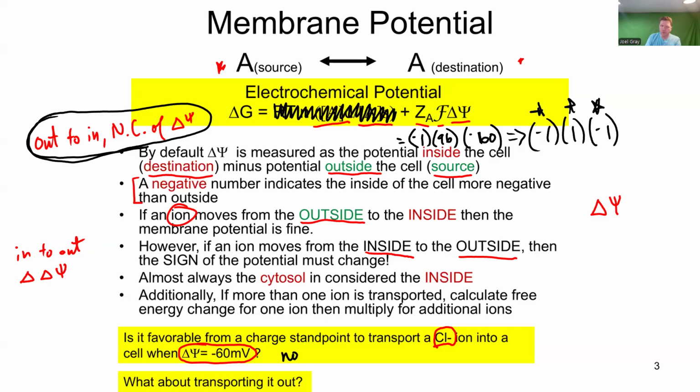Now, what about transporting it out? Well, in that case, it's a different story. Then effectively, delta G is equal to, well, let's see. The Z sub A does not change. That's -1. Faraday's constant does not change. That's 1. Delta psi, oh, that does change. That becomes positive. I'll say that's +1. In that case, yes, favorable. Now, would this have changed if rather than chloride, I had sodium ions? It would. Absolutely. Then my answers would be inverted.